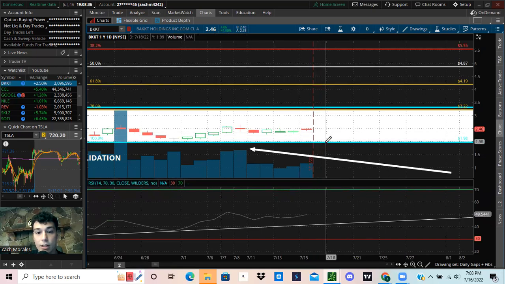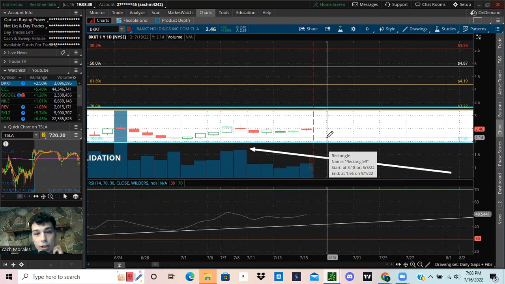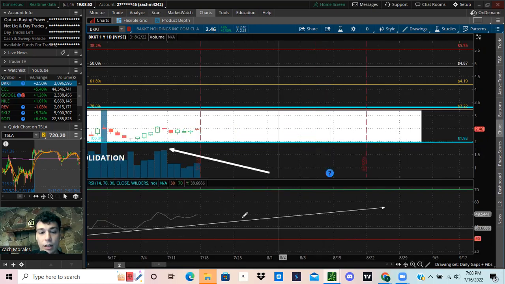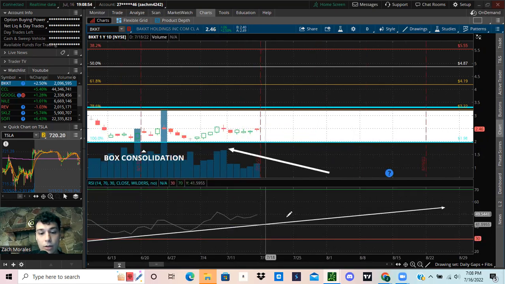So you can try to enter at the bottom of our box consolidation, in between like $2.15 and $2, and have a stop loss below $2. You can have a stop loss at $1.80, $1.90, whatever your own risk to reward ratio is. And see if we're going to bounce off of the trend line.